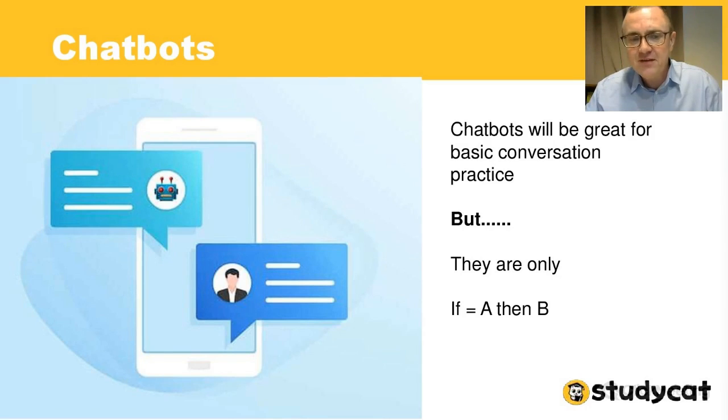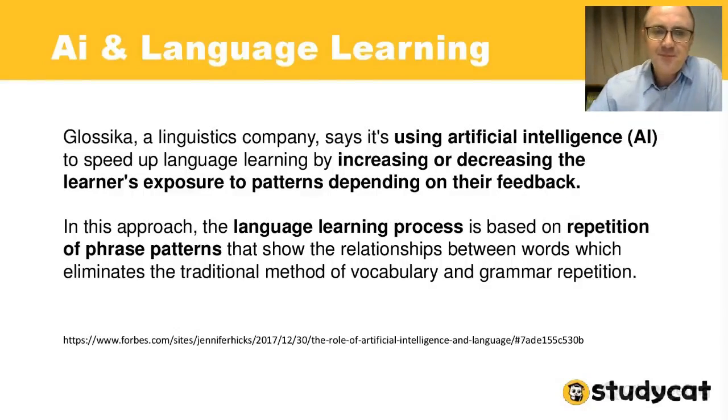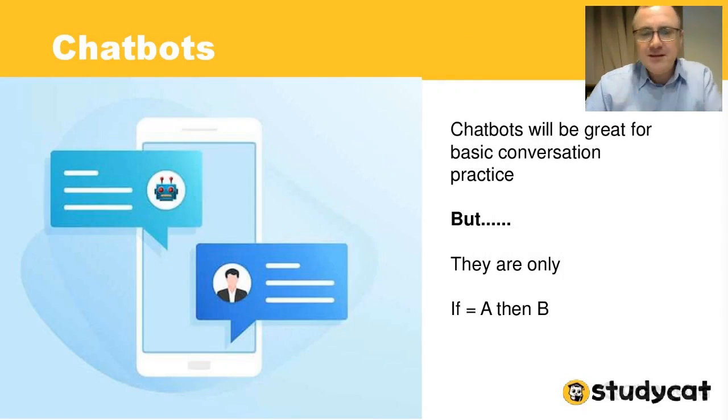The problem with chatbots is that they are just code, which is if you say A, then I will say B, or I will say B, C, or D. So if you end up saying something that hasn't been programmed in, it doesn't work. The chatbots then have to kind of guess what the answer is going to be. The last one I want to talk about is AI, and then I'll move on to looking at some apps.